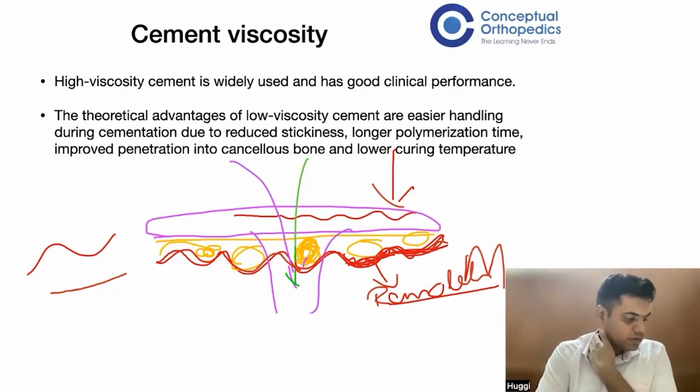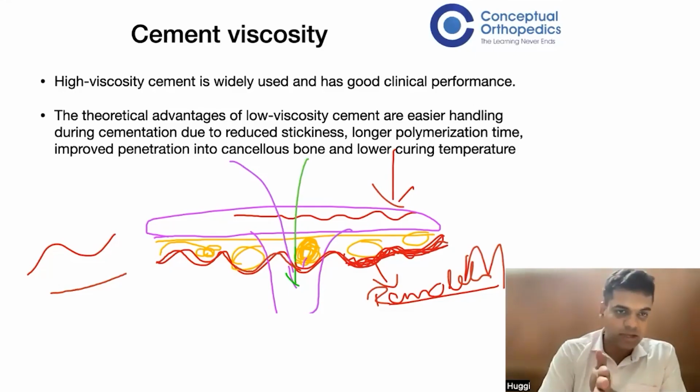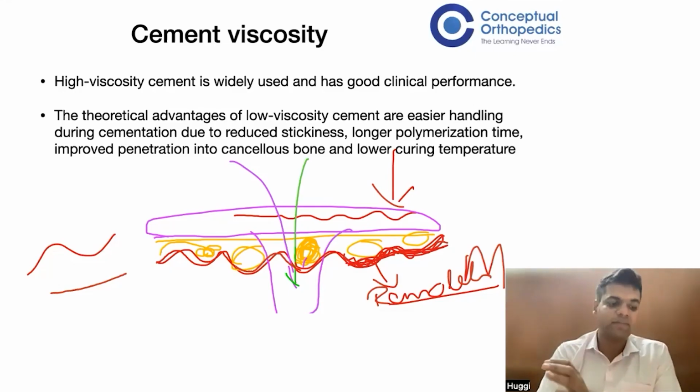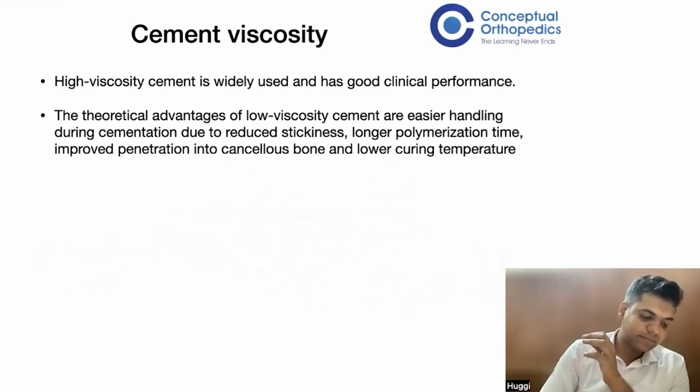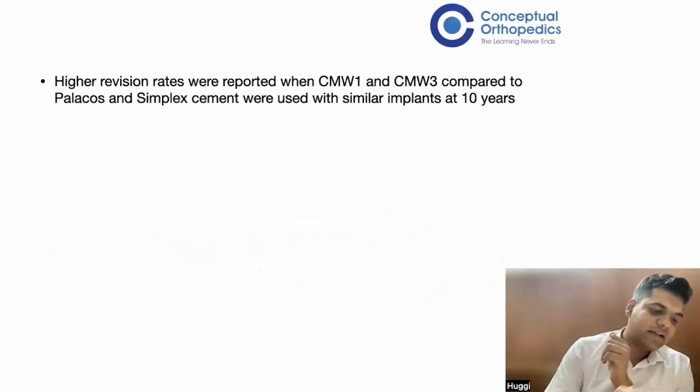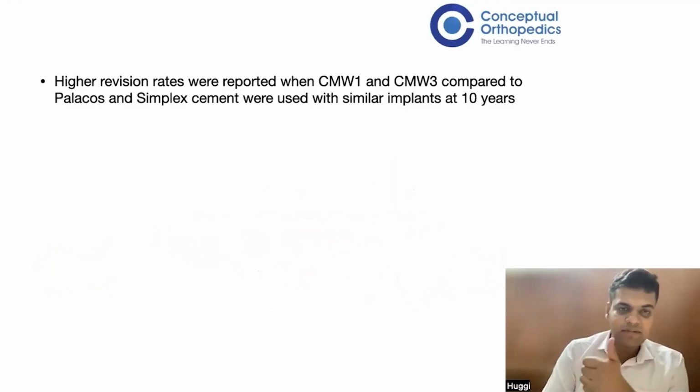But most commonly we use high viscosity cement, which has a higher setting time. In the long term, both high viscosity and low viscosity have good clinical performance. But there are studies which say that, with the same cemented stem and same design, CMW1 and CMW3 fail earlier compared to Palacos and Simplex. That means high viscosity cement has a better prognosis than low viscosity cement. That is one of the studies.